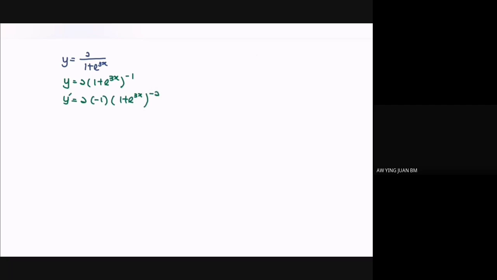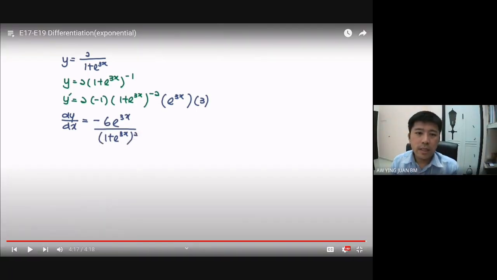Kindly differentiate the internal function. If we differentiate 1, we will have 0. Differentiate e to the power of 3x, we have e to the power of 3x, and then focus the power, differentiate it, and we will have 3. Rewrite the situation, dy dx equals to negative 6 e to the power of 3x over 1 plus e to the power of 3x power 2. Okay, so di sini kita dah ada tiga situasi untuk exponent. So kita akan teruskan lagi dengan soalan exponent.